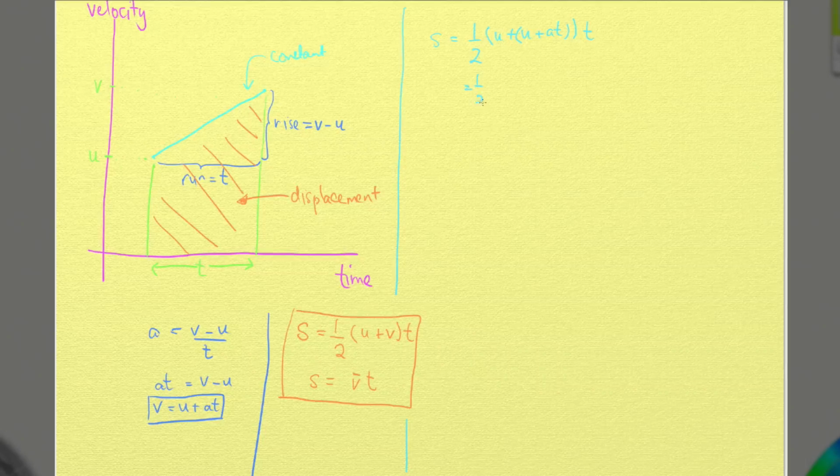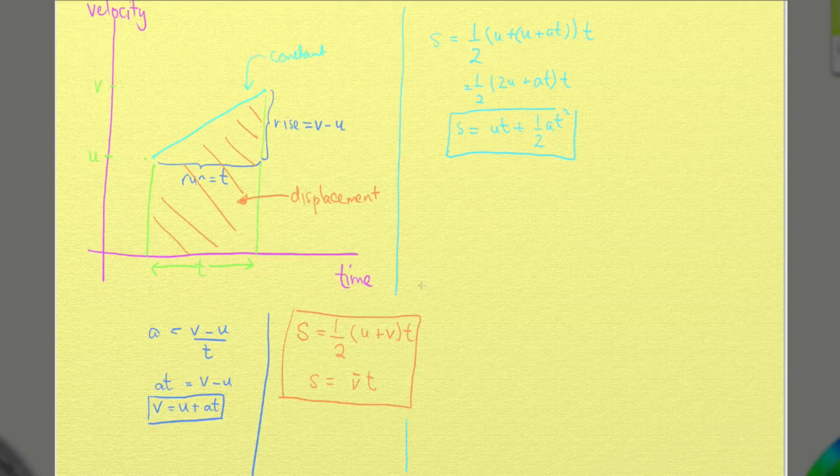So inside I'll have two u's, and that half cancels that 2 to give me a u, and the t comes in, giving me ut. I'm going to have the second term being half a t, with 2 factors of t, giving me half a t squared, and this is my third equation.